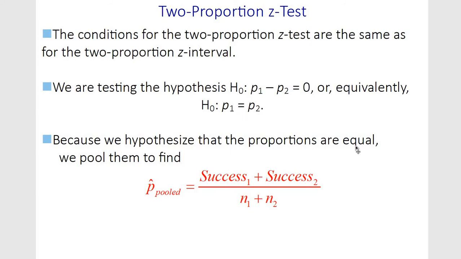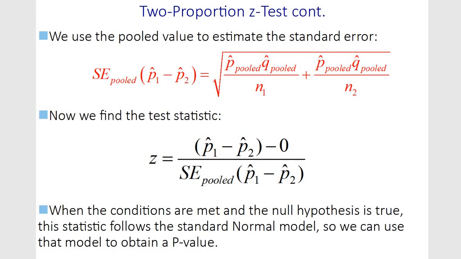Because we hypothesize that the proportions are equal, we pool them to find the pooled proportion. We then use the pooled value to estimate the standard error. Notice the pooled values are what's used on top. We still use the different counts, the totals for the different sets of data that you're comparing, but the pooled goes on top. Okay, so this is for a two proportion z-test.